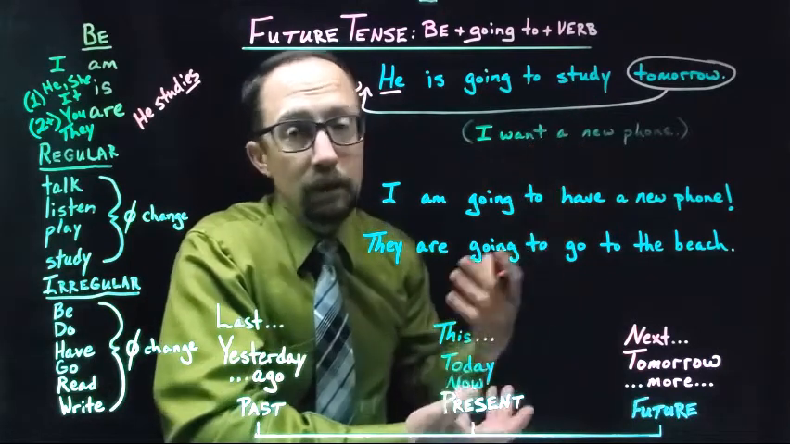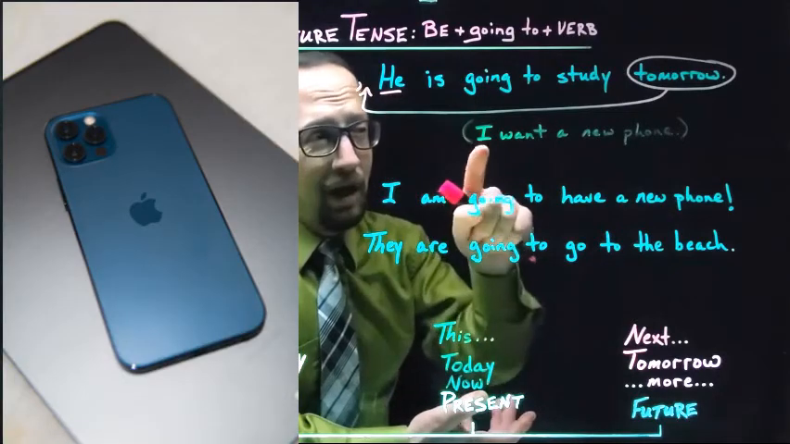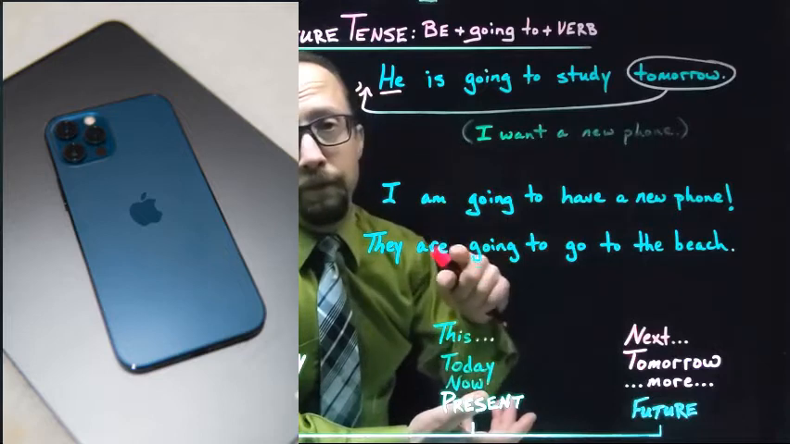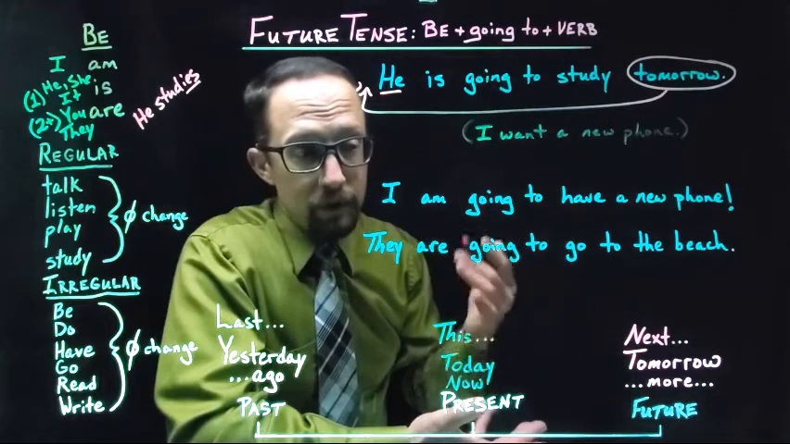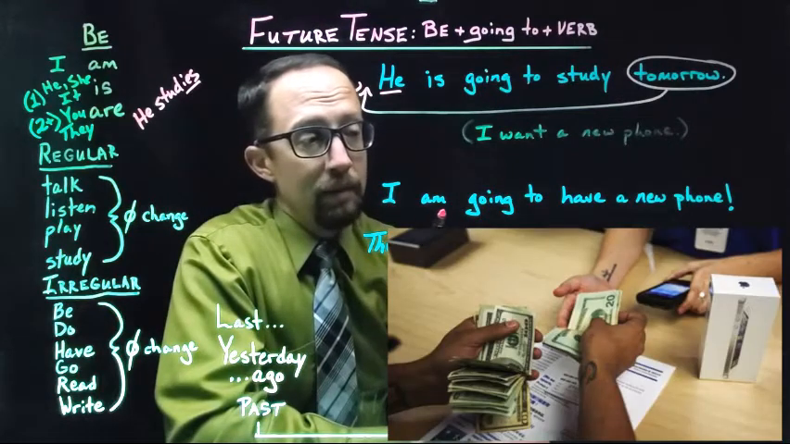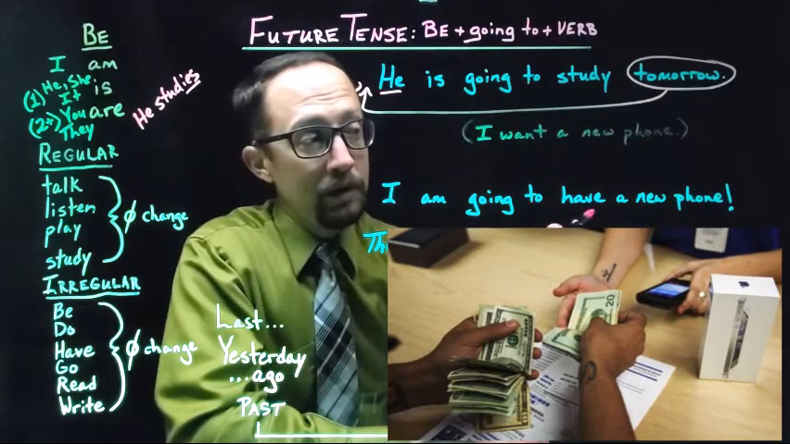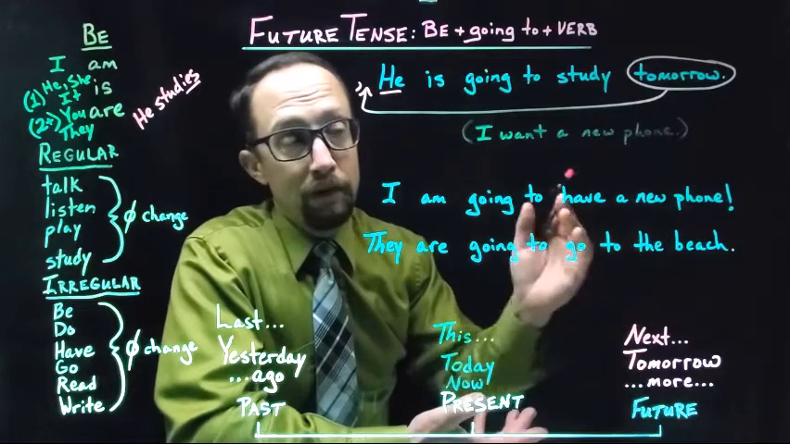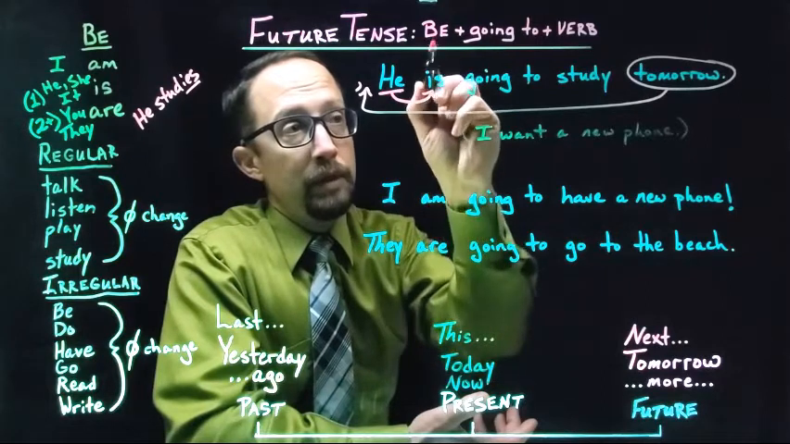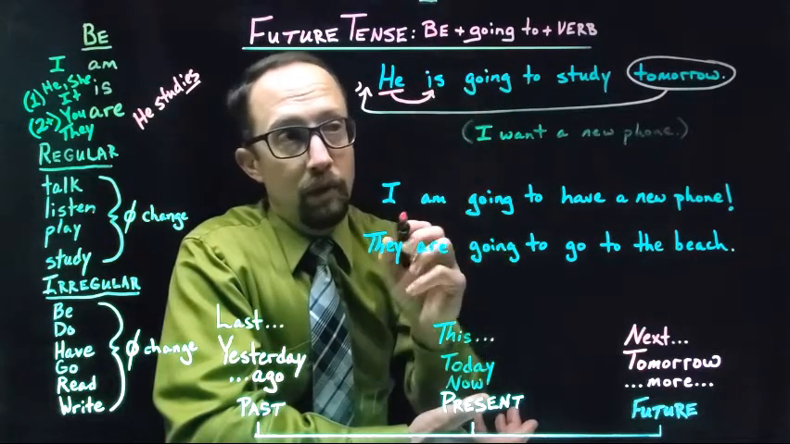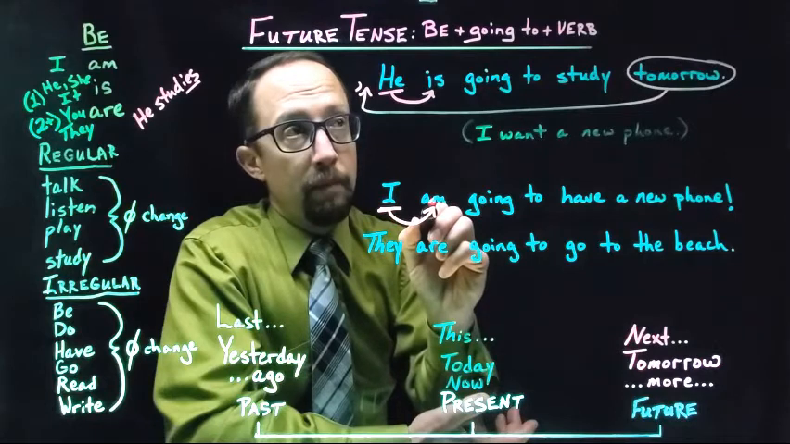Okay? Let's look at another example. Maybe you are thinking, I want a new phone. So someone says, you will get one. So now you can say, I am going to have a new phone. So you can see here with he, be changes to is. With I, be changes to am.